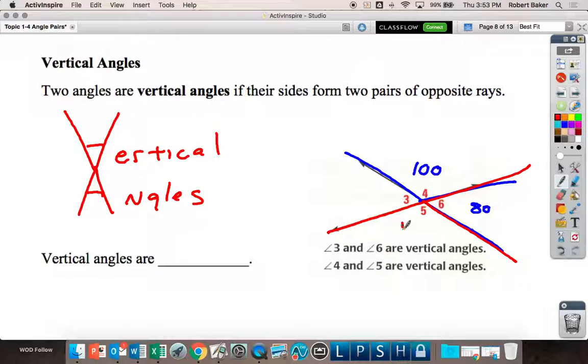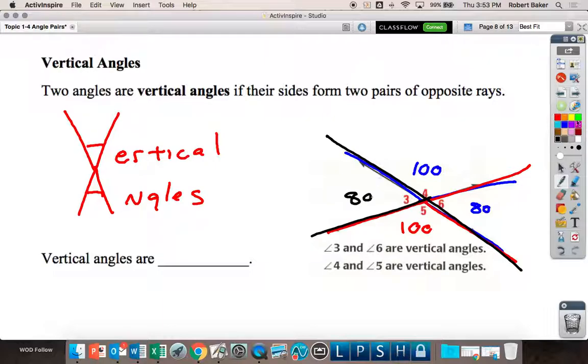100. Huh, that's weird. Hey, but wait, what about these angles? 80. Why is it 80? Because you have to have 180. Why does it have to be 180? Because that's what you're telling us. Because they're supplementary, because they're a linear pair.